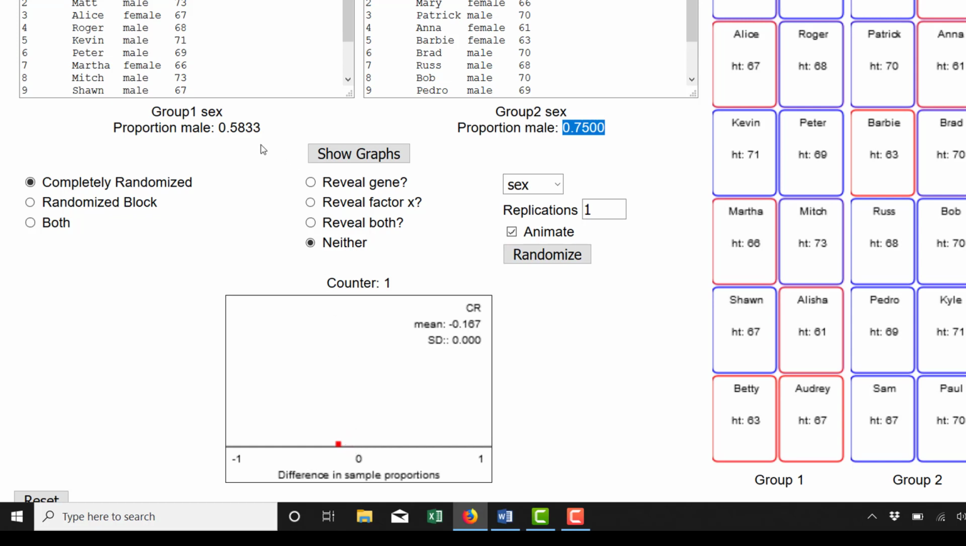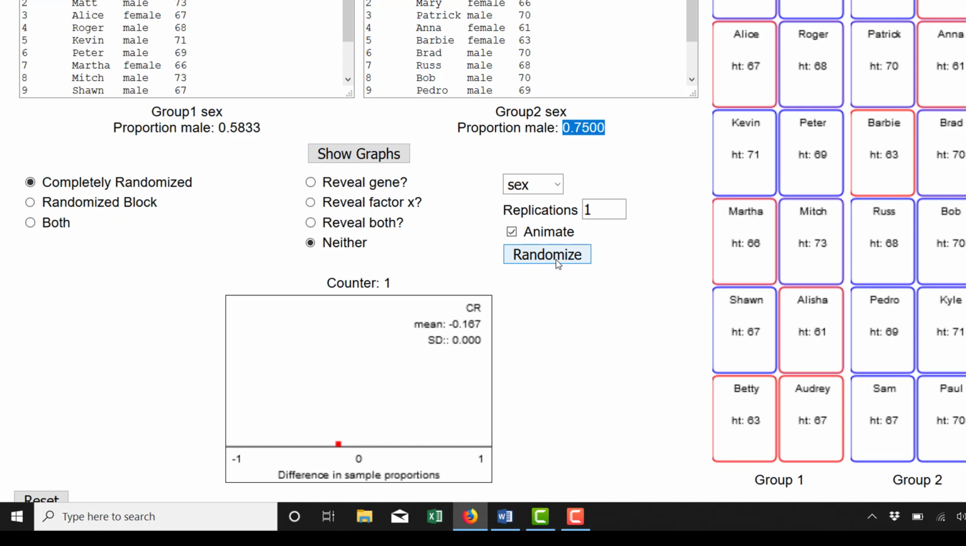If it had been the case that group 1 and group 2 both had exactly 2/3 male, then when subtracted, it would have done 2/3 minus 2/3, and it would have been 0, and it would have put a dot above the 0. That didn't happen this time. It was a little lower than 0, because group 1 had a smaller proportion of males than group 2. I'm going to hit randomize again.